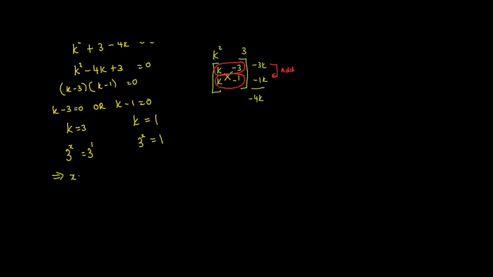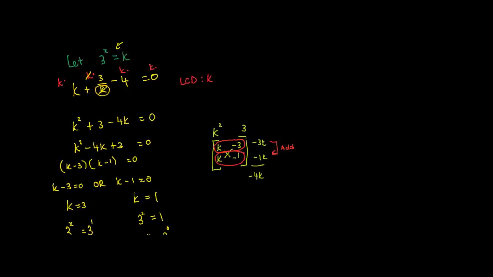So now this implies that x is equal to 1, or x is equal to, sorry, this is not done. We have 3 raised to the power of x. I'm going to be very deliberate. I'm going to rewrite 1 such that the base is 3, which is 3 raised to the power of 0. That implies x is equal to 0. So x is equal to 1, or x is equal to 0.